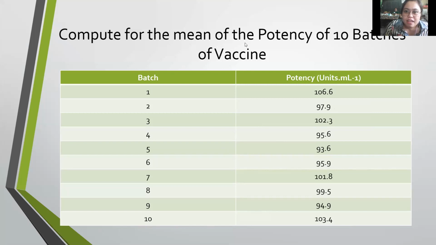So just like this one, please try computing it with your calculator. Compute for the mean of the potency of 10 batches of vaccine. Okay? So you have 10 batches of vaccines there on the screen, and on the right side, you can see their potencies. And then you are asked to compute for the mean. You know this mean already, just add all of them and then divide by the total number of scores. So you just have to add 106.6 plus 97.9 up to 103.4 and then divide by 10. Okay?